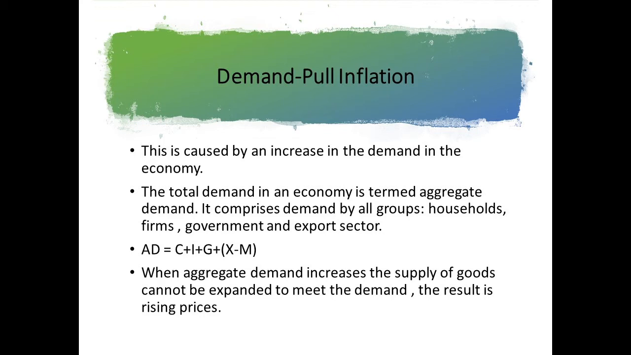Now the total demand in an economy is termed aggregate demand, AD for short. It comprises of the demand of all the groups, households or consumers, firms, government, and the export sector. So the aggregate demand, AD, is equal to C plus I plus G plus X minus M. When aggregate demand increases, the supply of goods cannot meet that immediate demand, and as a result, prices will go up.